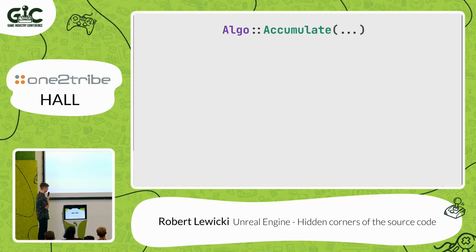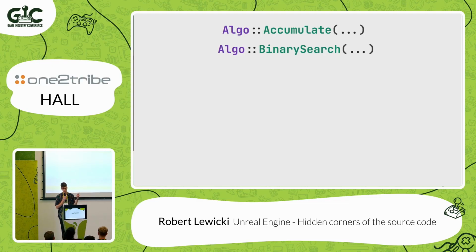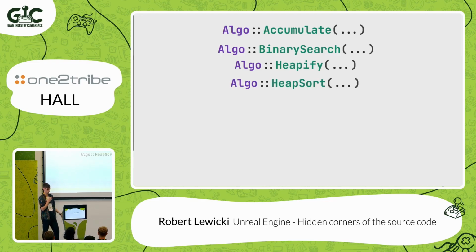Then I would just like to mention a few others, which is accumulate, that lets you execute a specific operation on all elements of the array. For example, addition, subtraction, multiplication, whatever you want. Then there is binary search. So you have a sorted array. You can just call binary search. You don't have to implement it on your own. Then there is heapify. There is also heap sort. So you don't have to use quick sort or bubble sort.